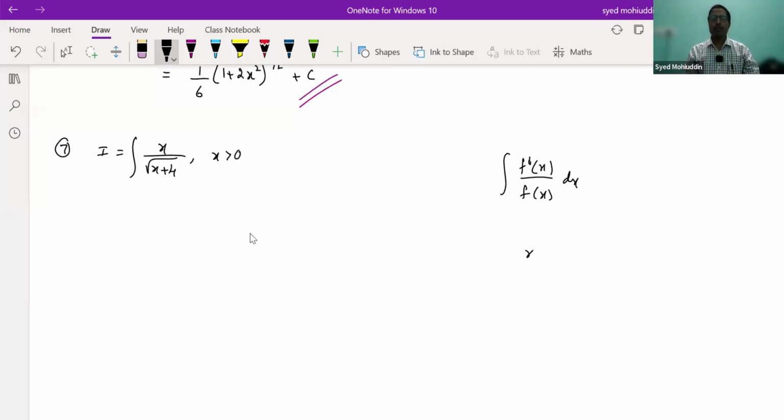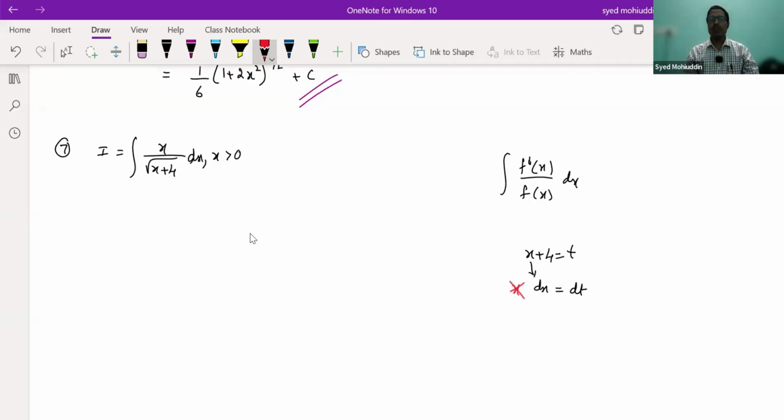Because if I take the x plus 4 under root as t, the derivative of this x will become dx is equal to dt. So here dx will come, so dx is equal to dt. But along with the dx, x has to come here. But in this case, x will not come, so that additional x is there. What has to be done?